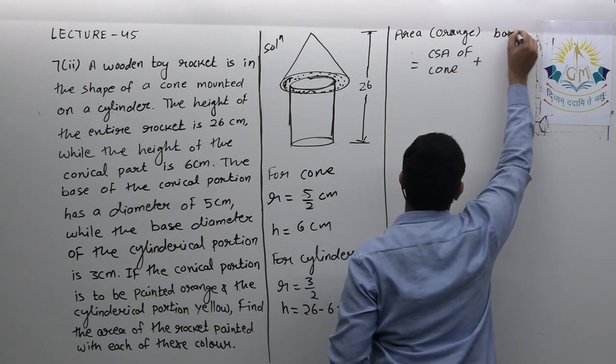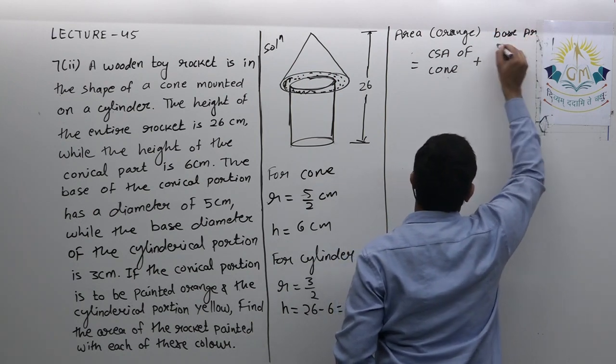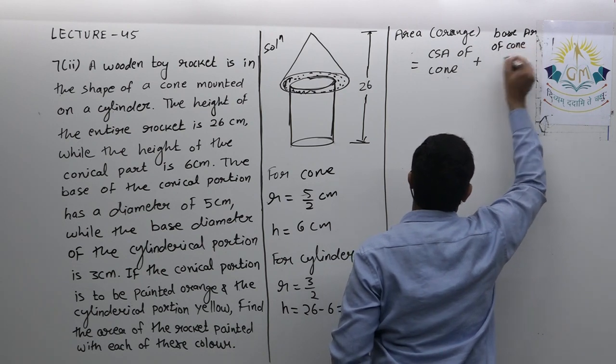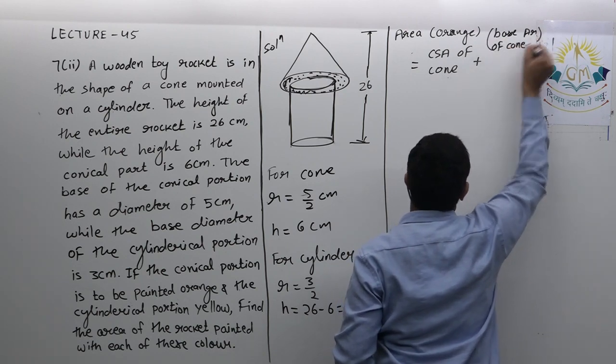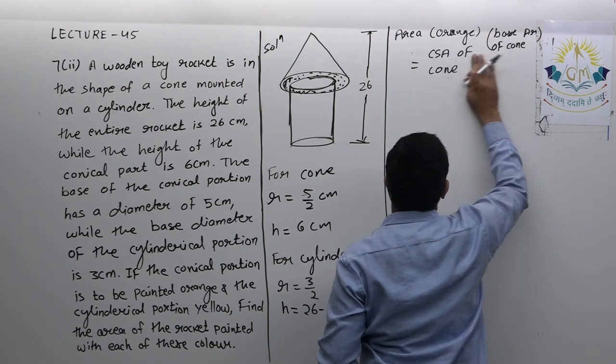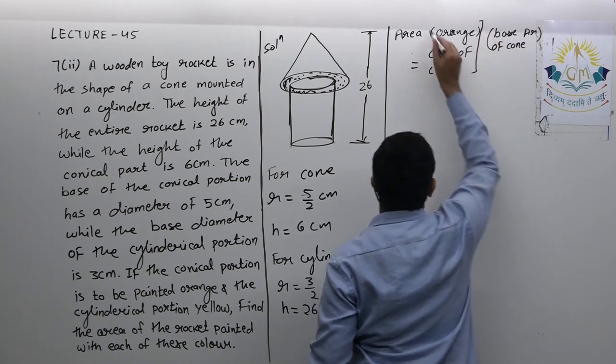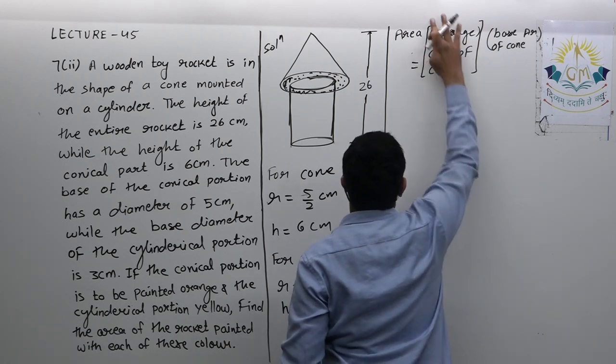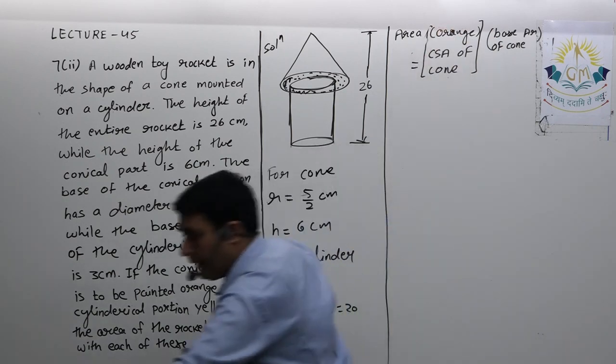Here I am writing base area of cone minus base area of cylinder, that I have to add. Okay, let me write it in a proper way.